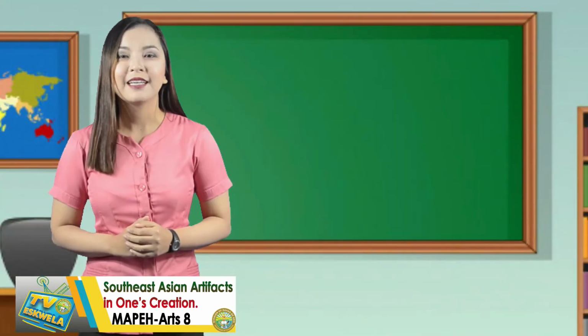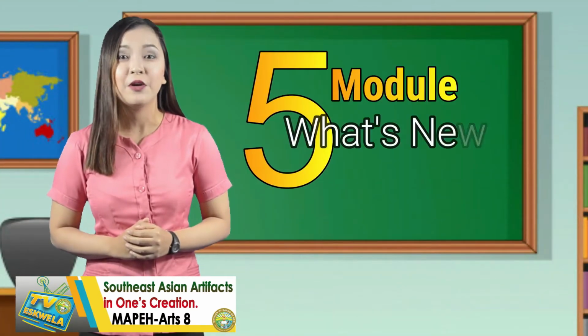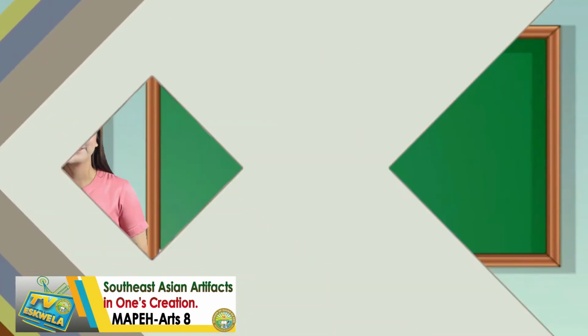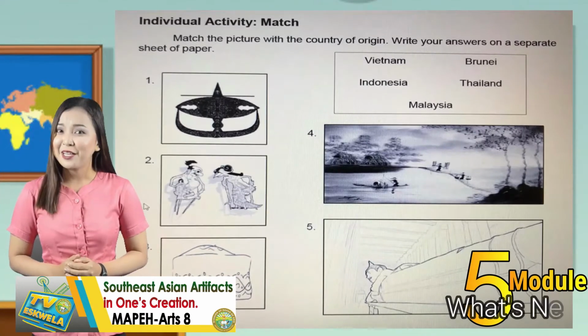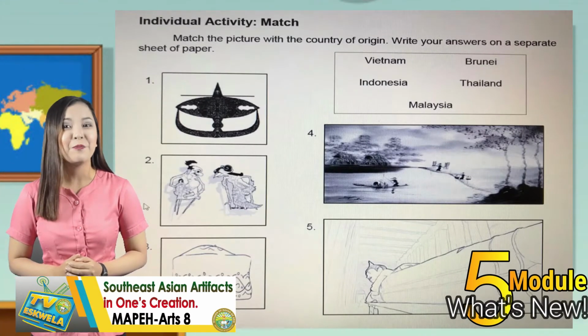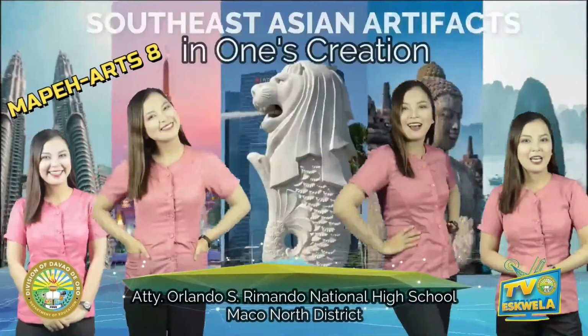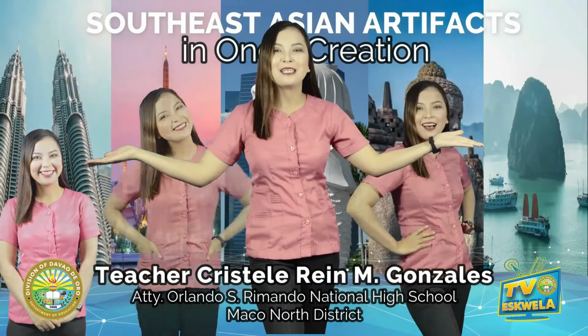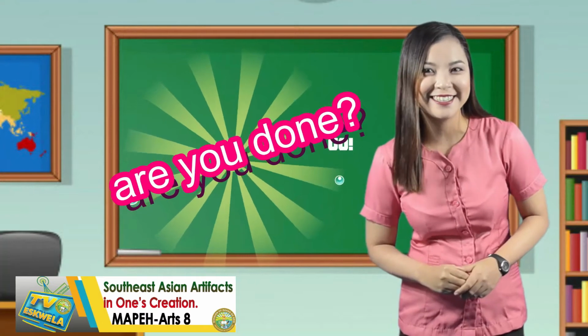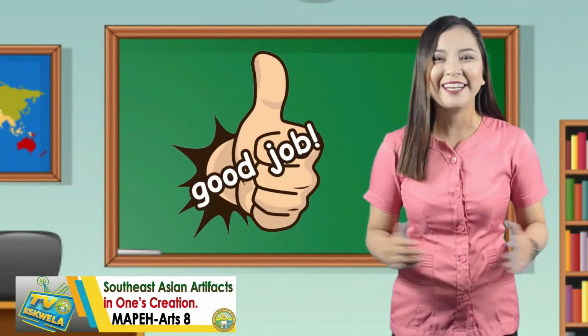Before we start with our lesson proper, let's have first an activity. Kindly turn your module to page 5, What's New? Match the picture with the country of origin and write your answers on a separate sheet of paper. I will give you time to do the activity. Are you done? Very good! Nice work!